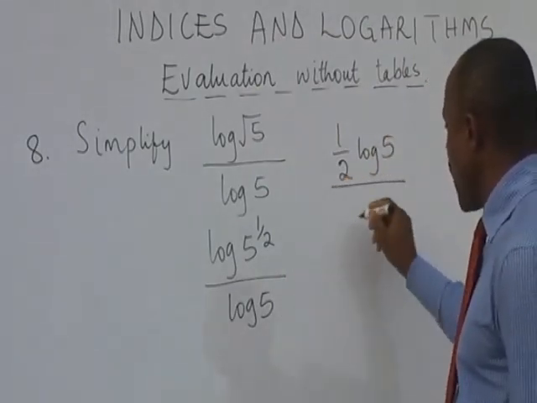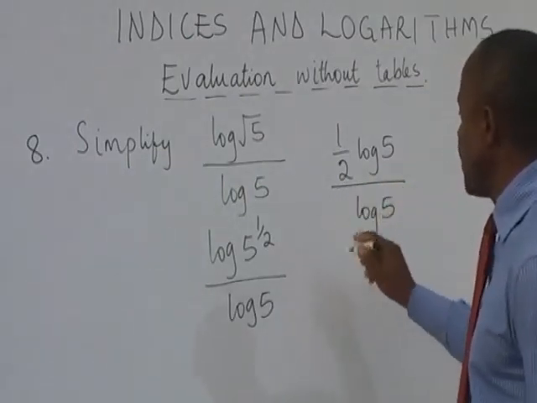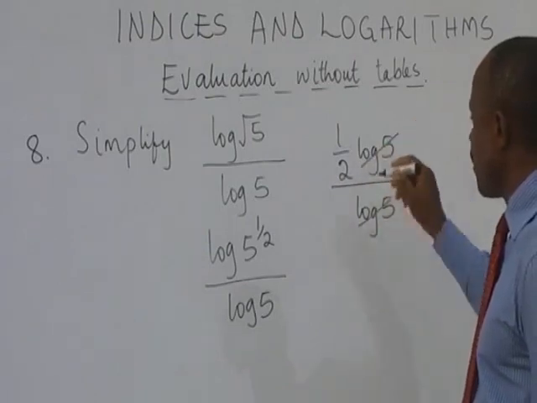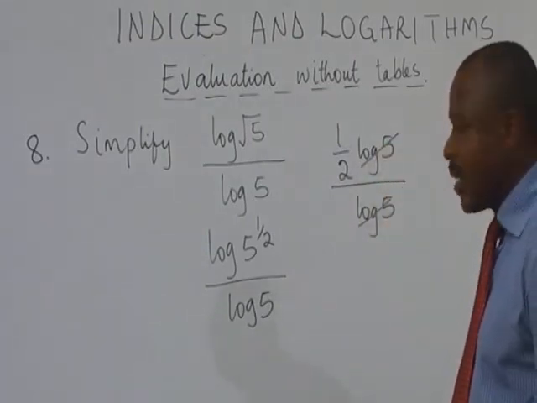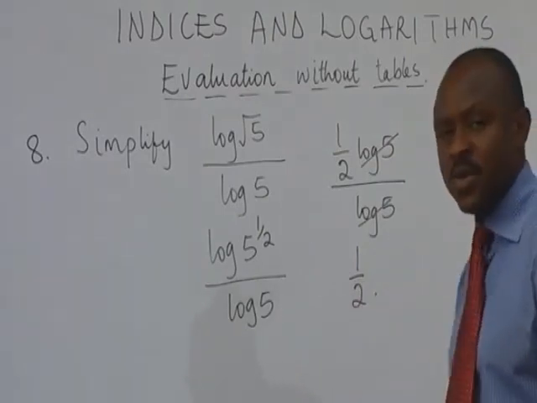Bring down the denominator, log 5. As you have this now, you can cancel log 5 up and down. I'll be left with 1 all over 2 as the answer to the question.